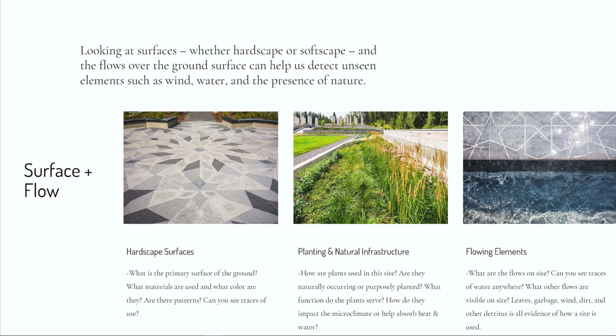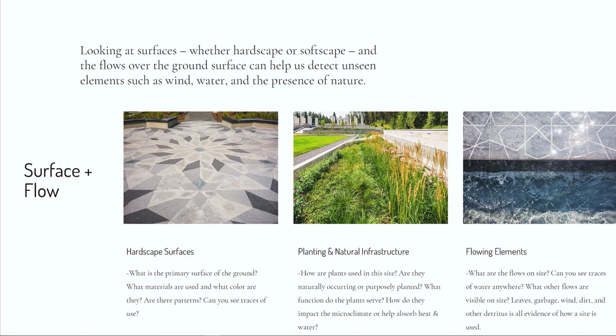Finally, we can think about flowing elements. And the best thing to think about here is, of course, water, but there are many other flows that we could consider. When you see piles of leaves or garbage, or even dirt running along the side of a gutter, you can think about how unseen flows such as wind and water are acting on the site.